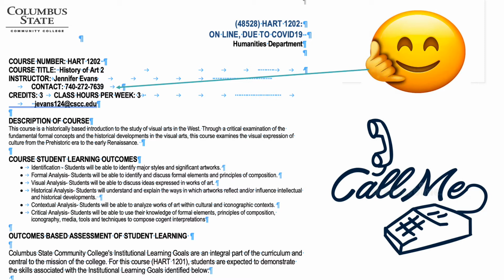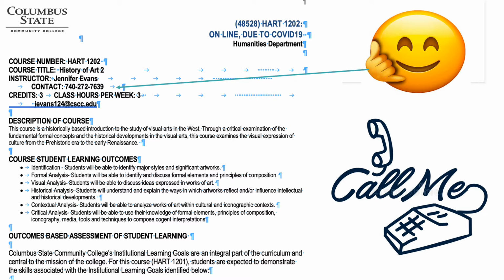So learning outcomes. What are you going to learn in this class? Successful students will learn to identify works of art. You'll be able to identify major styles within works of art. You'll be able to identify particular artists. You will gain formal analysis skills. You'll be able to identify and discuss formal elements in the work of art, such as the color or the texture or the use of line.